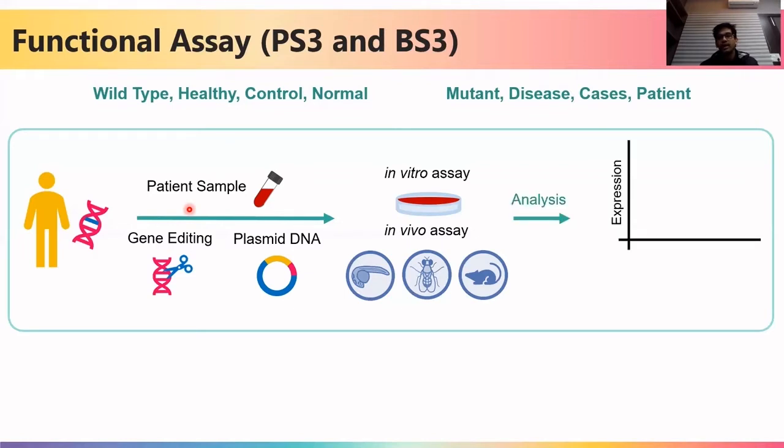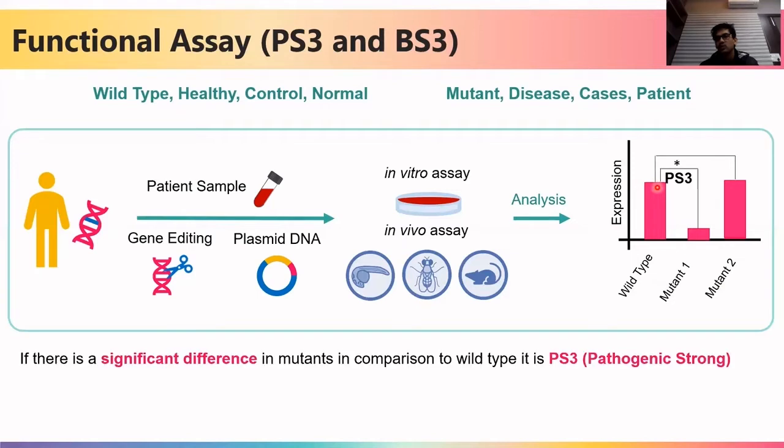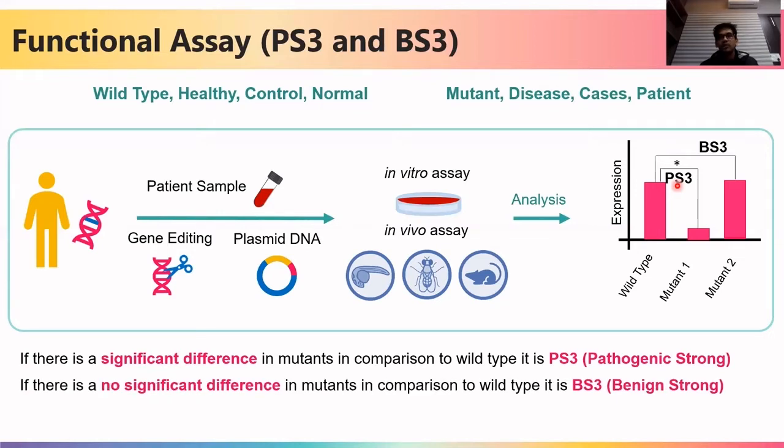And further, you will do the analysis and compare it with the wild type. So here, as you can see, when we compare with the wild type, mutant 1 and mutant 2: for mutant 1, the expression, it could be the protein or mRNA expression, has been significantly reduced in comparison to the wild type. While in mutant 2, there is no significant reduction. It is more comparable to the wild type. So if there is a significant reduction, we will mark that particular variant as PS3. But if there is no significant reduction, then you will mark it as BS3, that is benign strong 3.